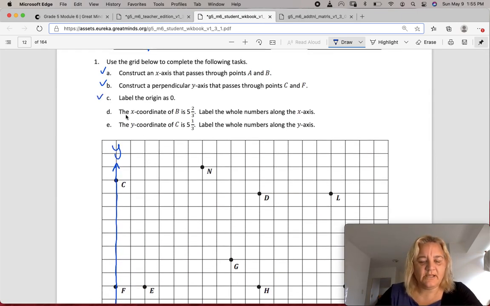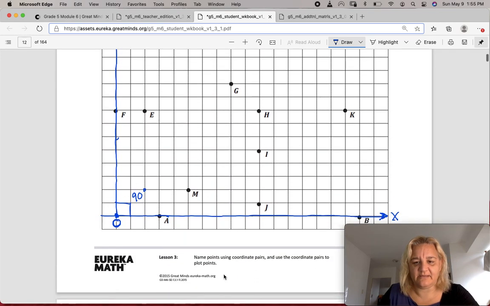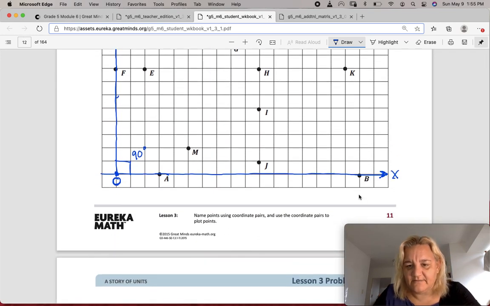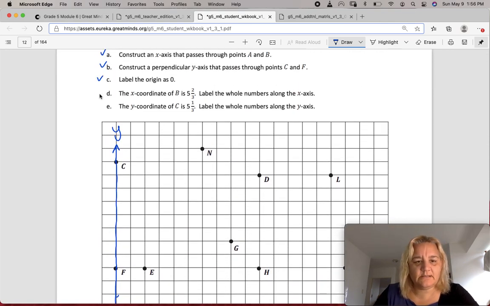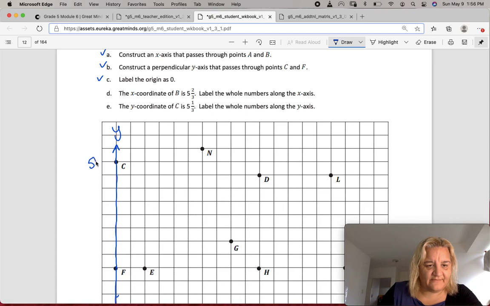Okay. The x-coordinate of B is 5 2/3. So let's find B. Where is B? This is B. 5 2/3. Okay. So I don't know how many little grid points are in there, but we do know that this line right here is 5 2/3. Okay. The y-coordinate of C is 5 1/3. So there's C, 5 1/3.